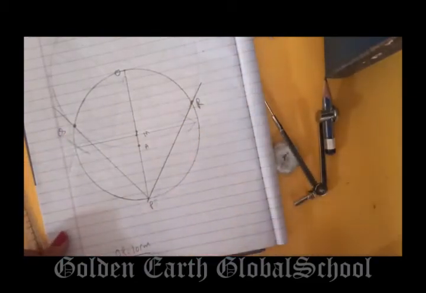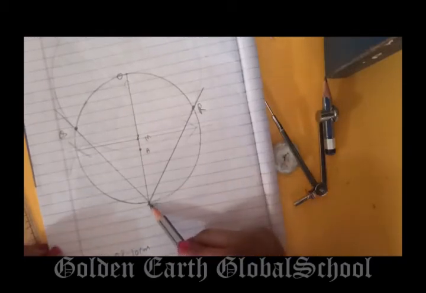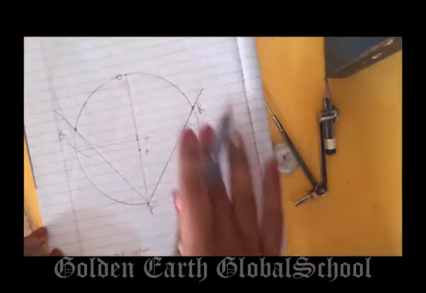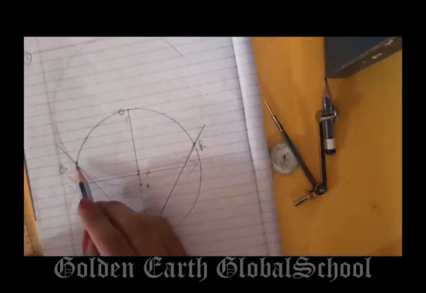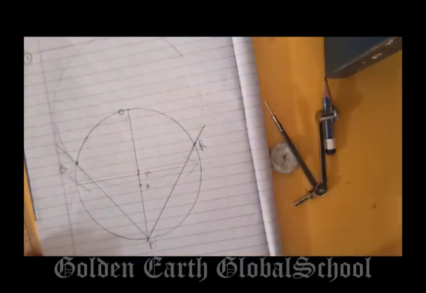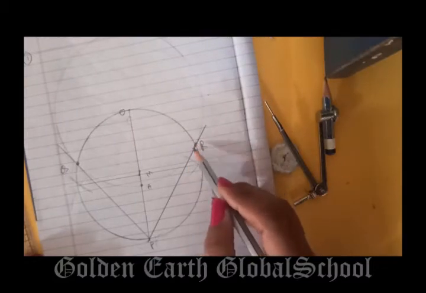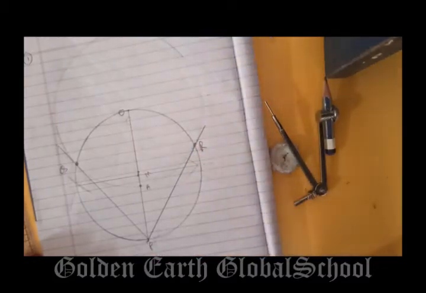It should be equal because, according to the theorem, the lengths of tangents are equal from any external point to a given circle. Clear? So PQ and PR should be of same length. This is the method to construct the tangent from an external point. Next, second question we will discuss.